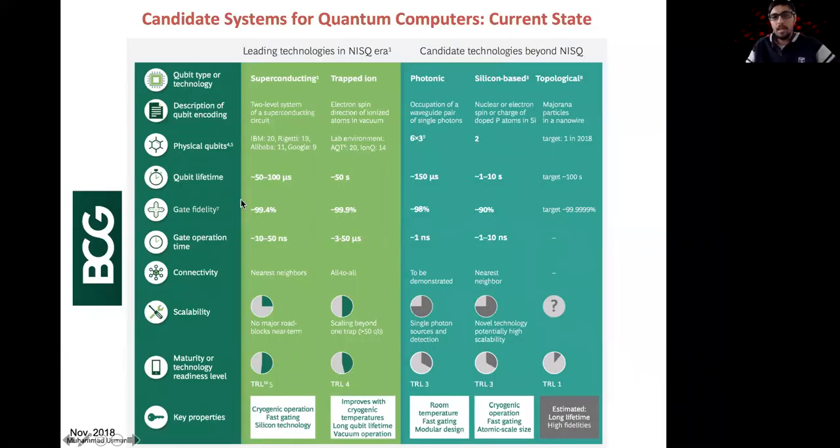Quantum computers can be made with different kinds of qubits, using different kinds of materials. For example, superconducting, trapped ions, photonic, silicon-based, topological. Each material has its own properties, like how many qubits you have already made, and what the qubit lifetime is. Lifetime means how long a qubit can stay in its state before decohering. So that's called a lifetime. Fidelity is how much accuracy you have. So different materials offer you different properties.